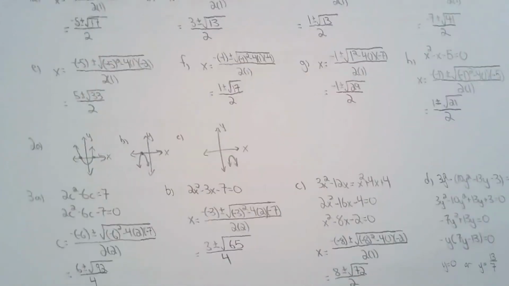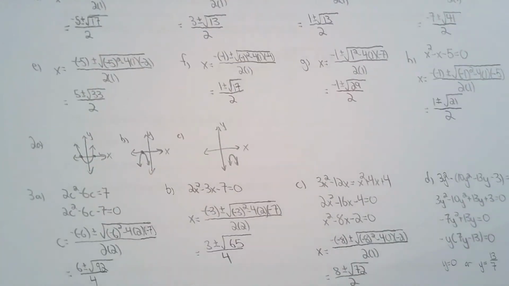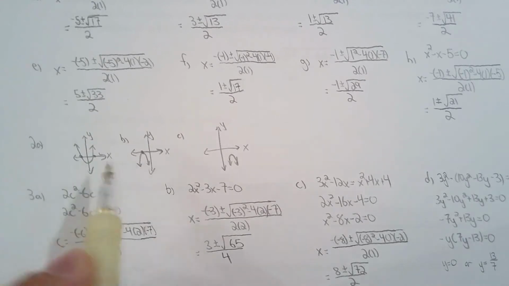Question 2, they just wanted us to draw some graphs with 2, 1, and no x-intercept. This will make sense as to why they wanted to do the question in the next lesson.